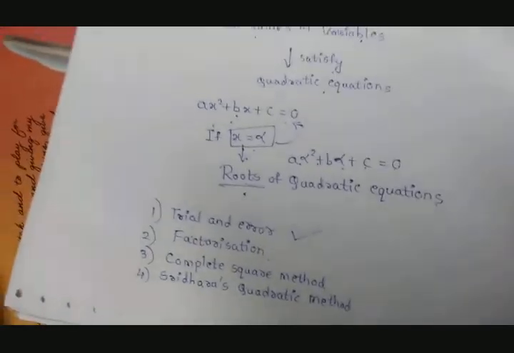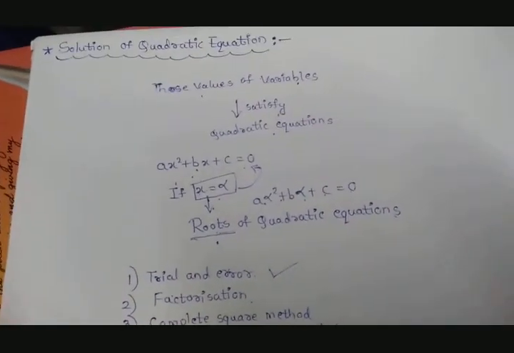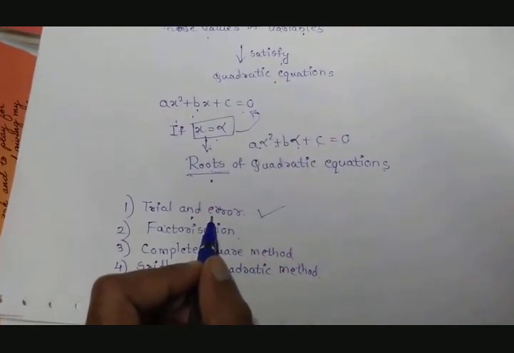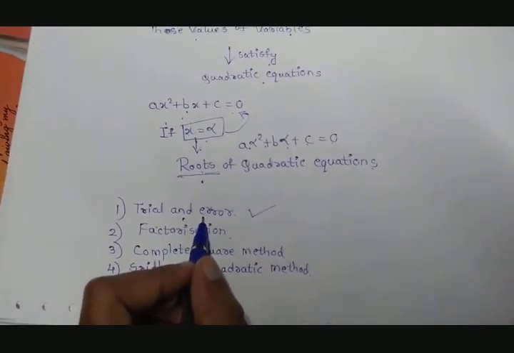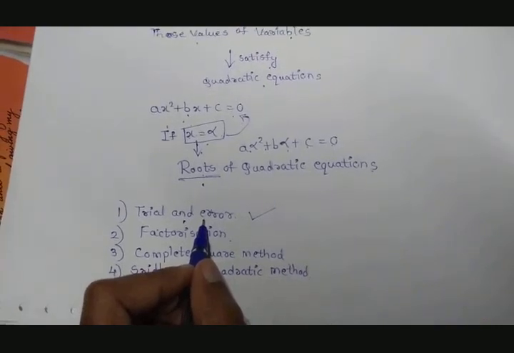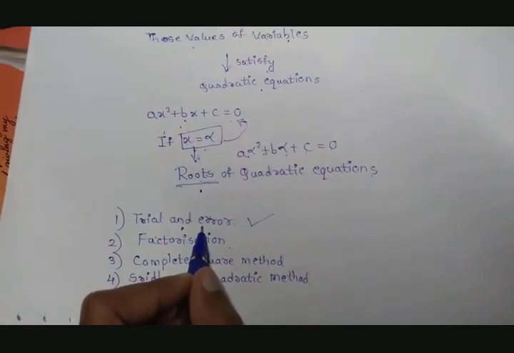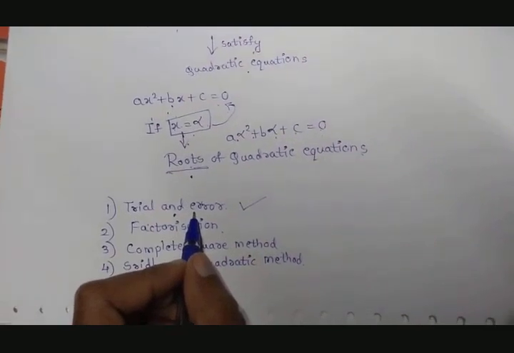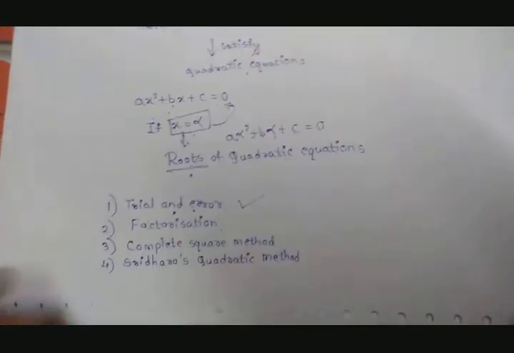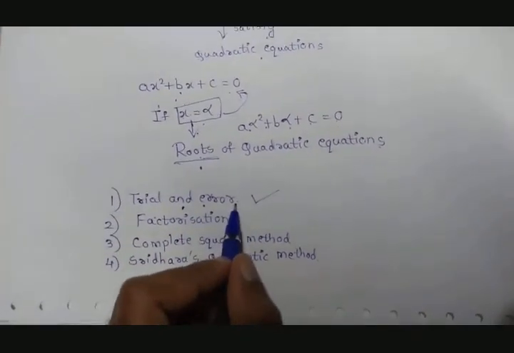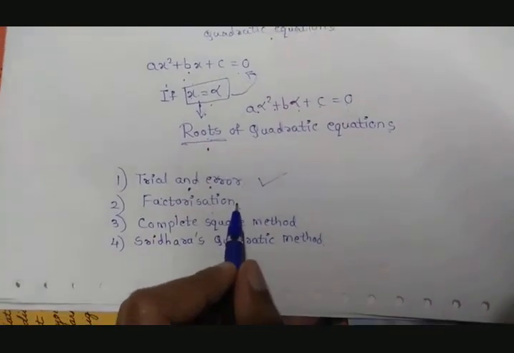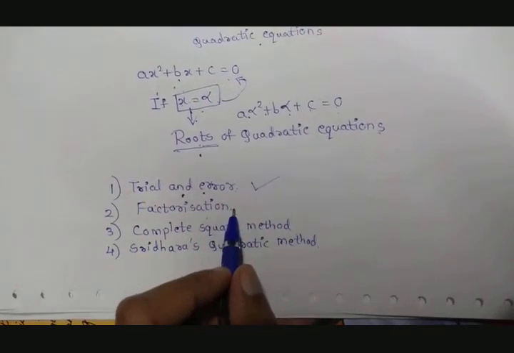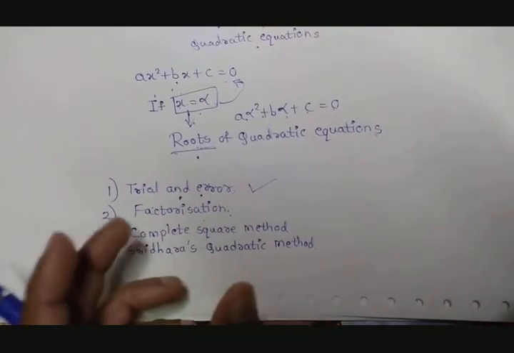So there are totally 4 ways to find the solution of a quadratic equation. The first one is the trial and error method. For a given quadratic equation you keep on substituting values of x like 1, 2, -1, 3 and so on until you get the solution. That particular value of x must satisfy the given equation. That is known as the trial and error method. The second one is the factorization method, which is splitting up the quadratic equation into two linear factors.